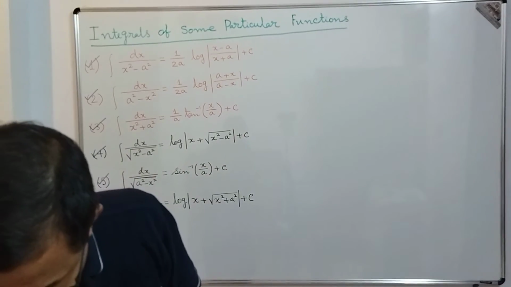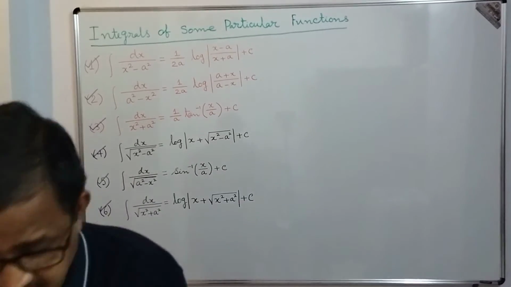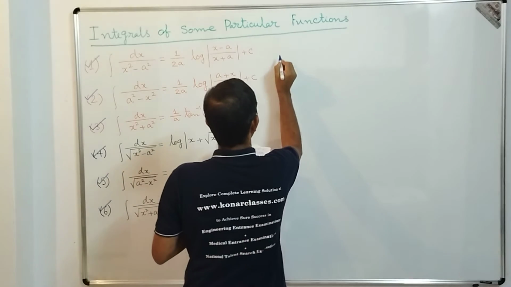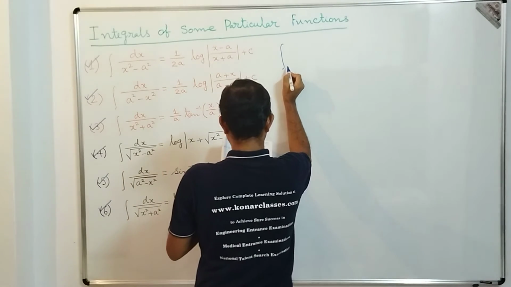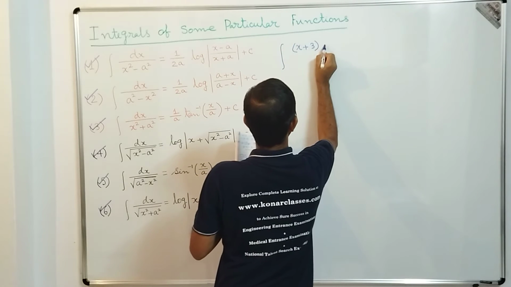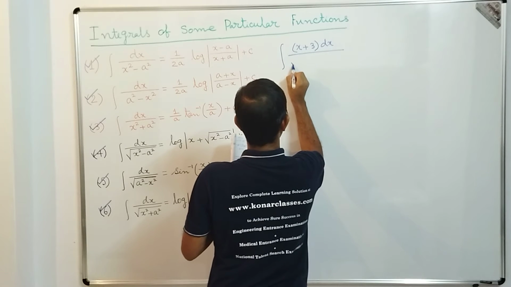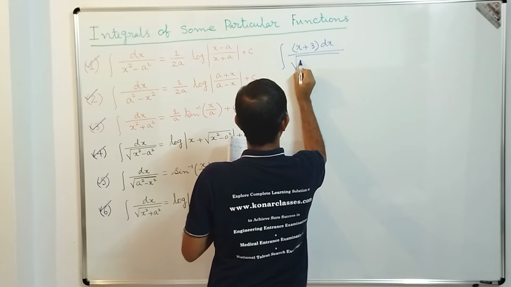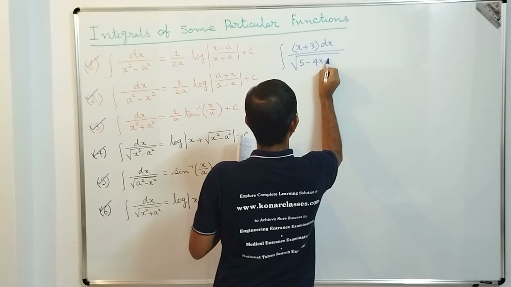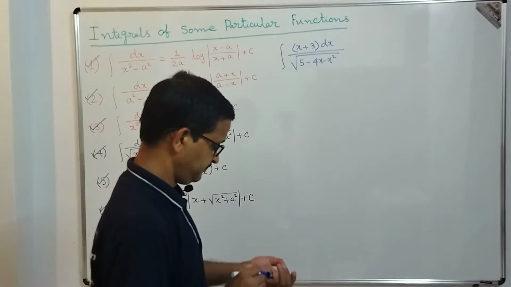The question here is that you need to find the integration of x plus 3. So let me write down from my notebook. So this is equal to integration of x plus 3 dx divided by square root of 5 minus 4x minus x square. Okay, so let's see.